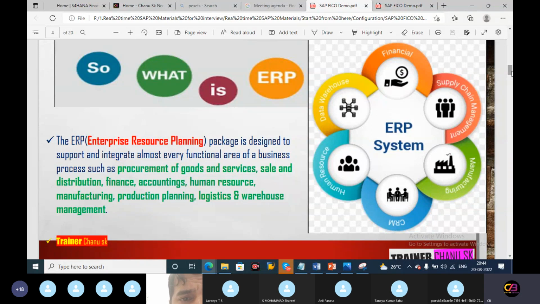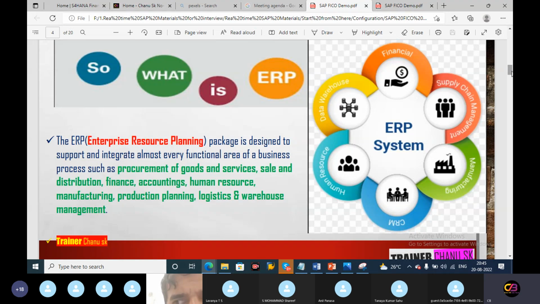Let's say, for example, you can take the different kinds of departments in a company. In a company there will be a sales department, an HR department, a supply chain management department, and a CRM, customer relationship management, department. So many departments we have in one company. So what will the SAP system, or ERP, generally do?